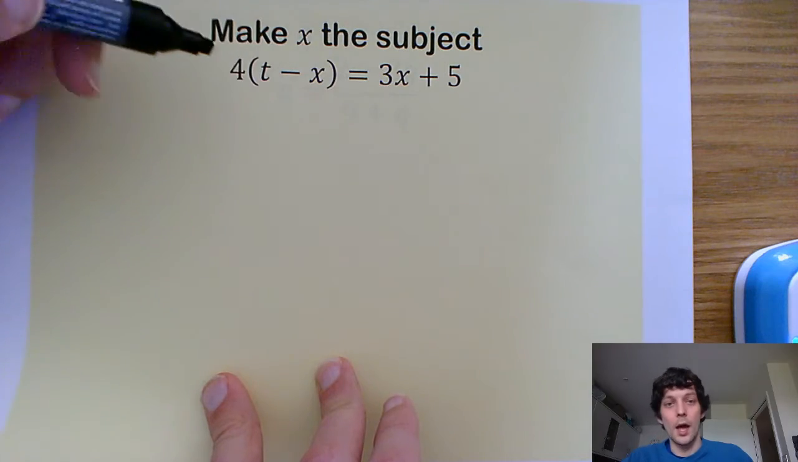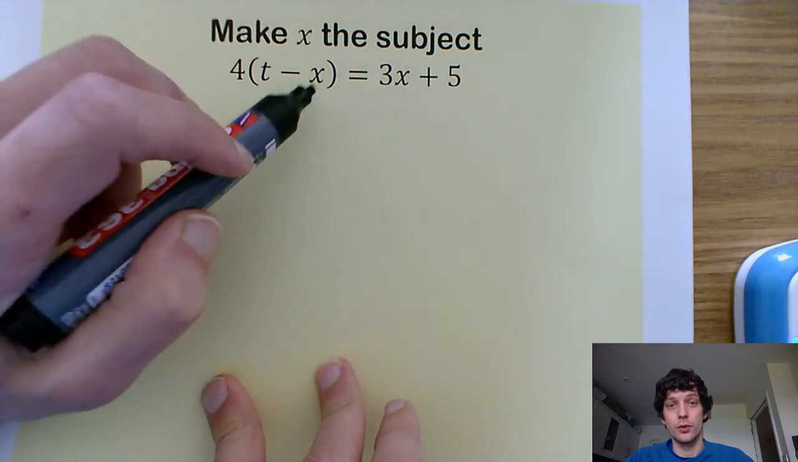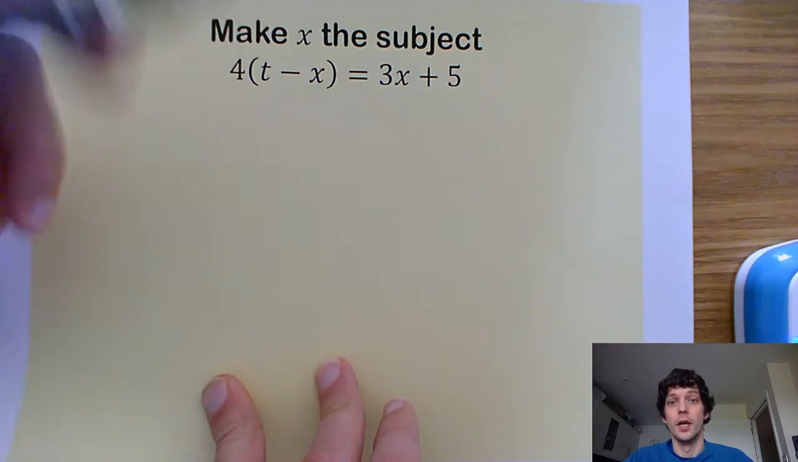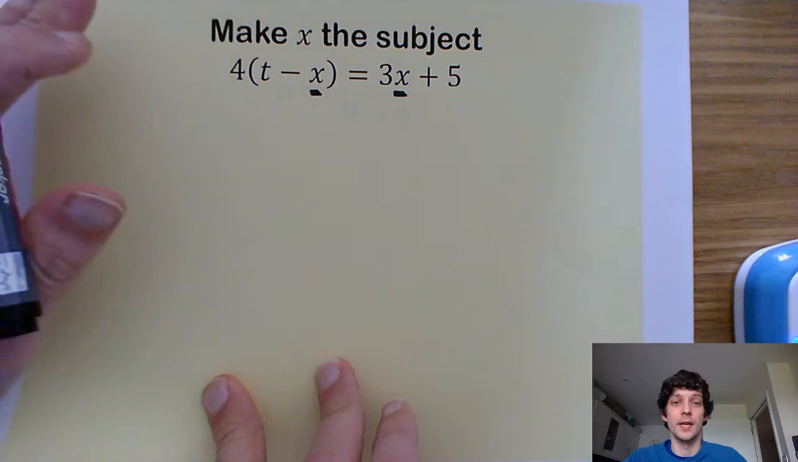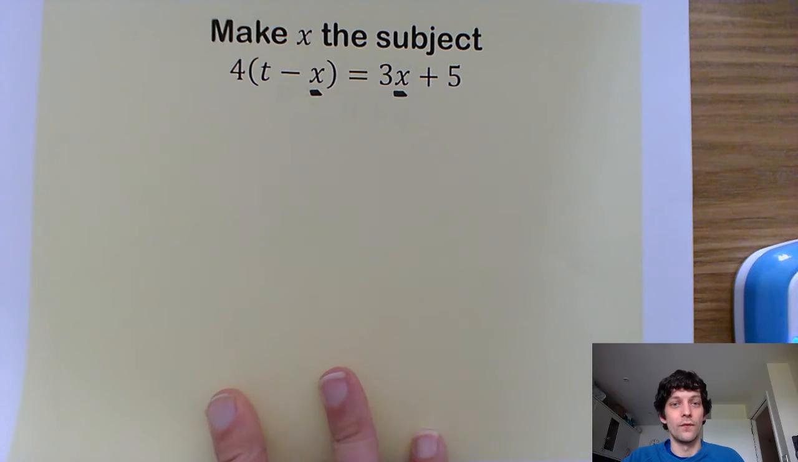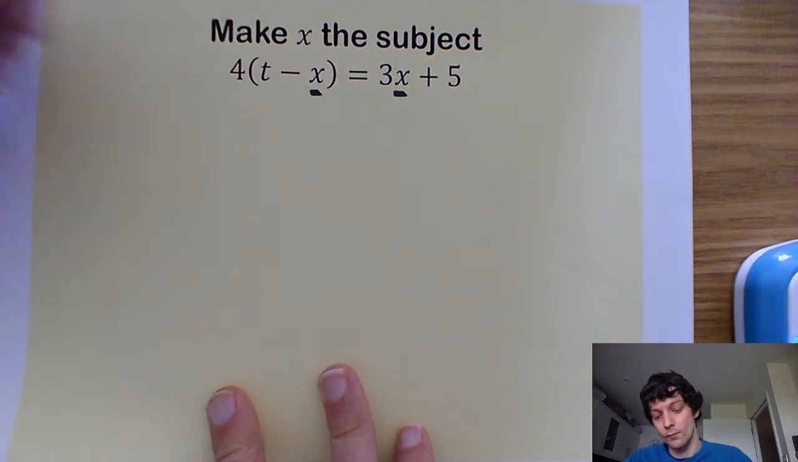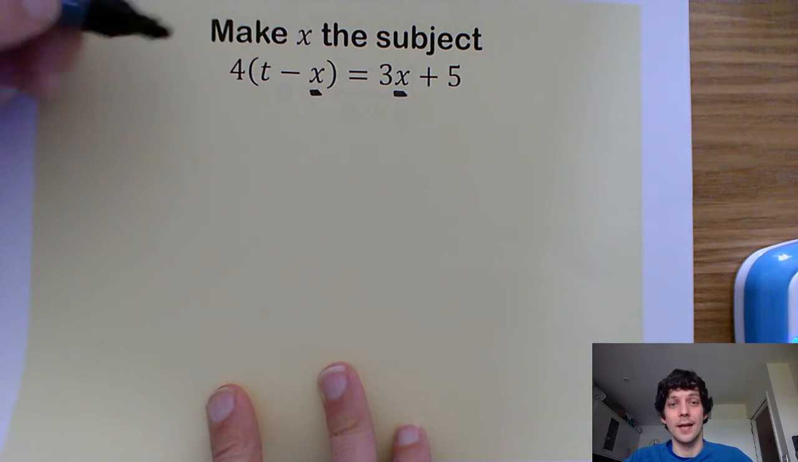The reason why this is harder is because I've got two lots of x written. Okay? If I want to make x the subject, I have to have x equals something, and I can't have x on the other side. Like if x is the subject, it can't be referencing itself on the other side of the equal sign. So I need to get both x's together.